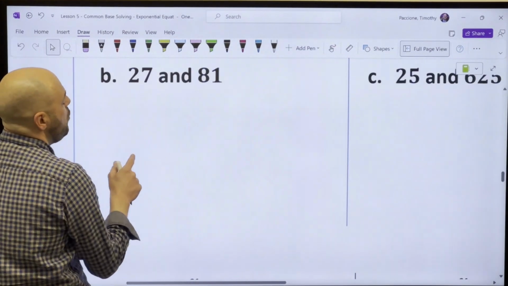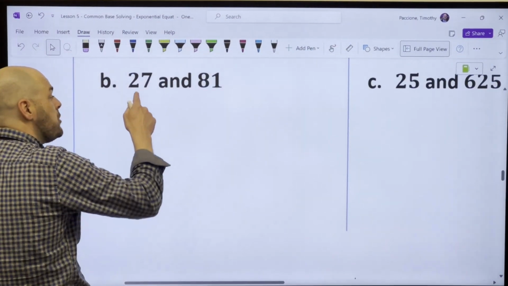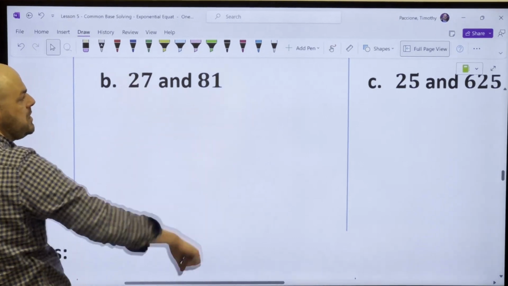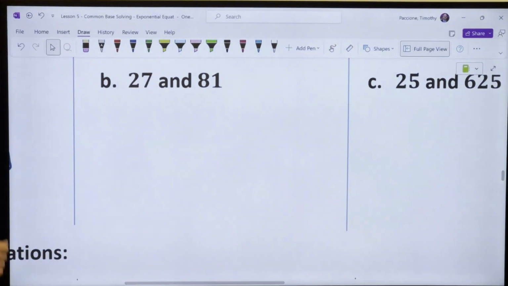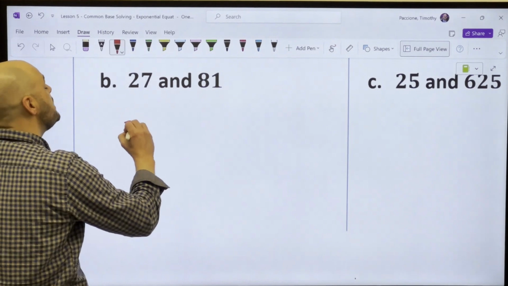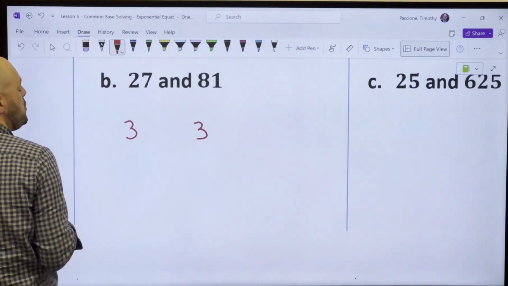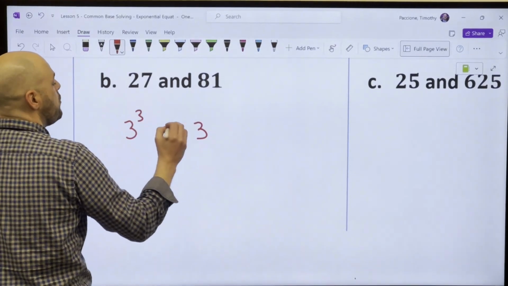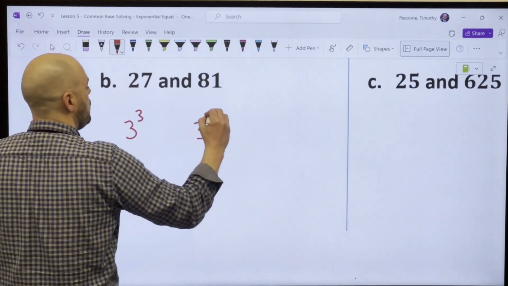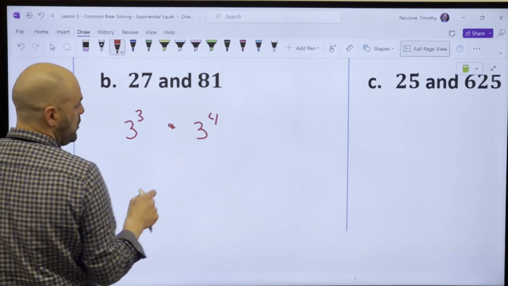All right, so what's our strategy here? What was in your mind? You're thinking to yourself, first, well, what number goes into both of them? 3. And then you ask yourself, can I raise 3 to a power to get both of them? 3 to the what is 27? 3. 3 to the what is 81? 4. Okay? We need this skill today.